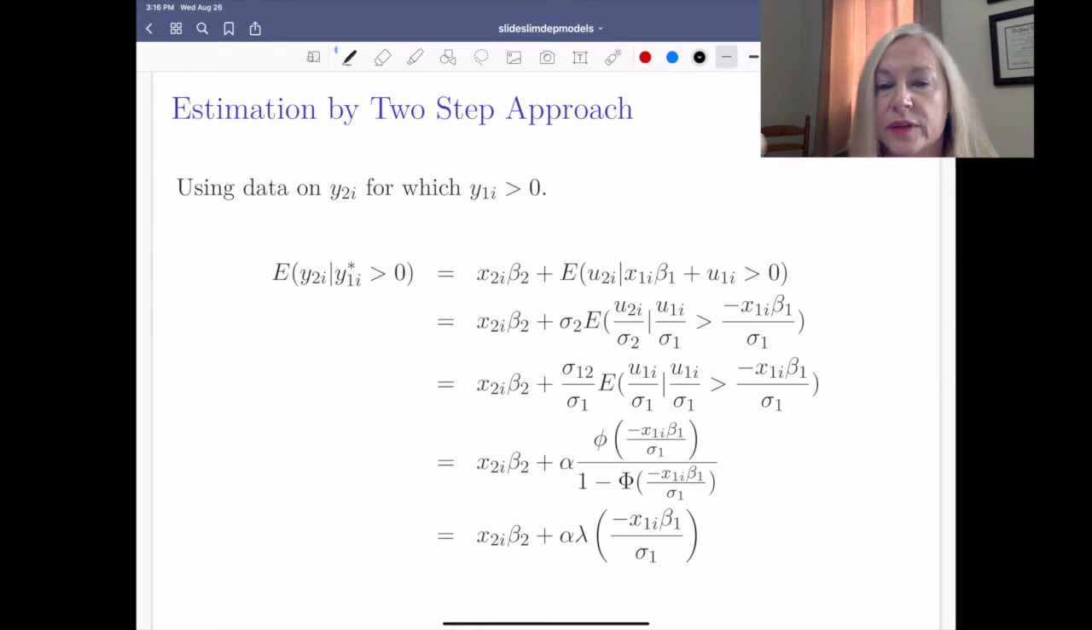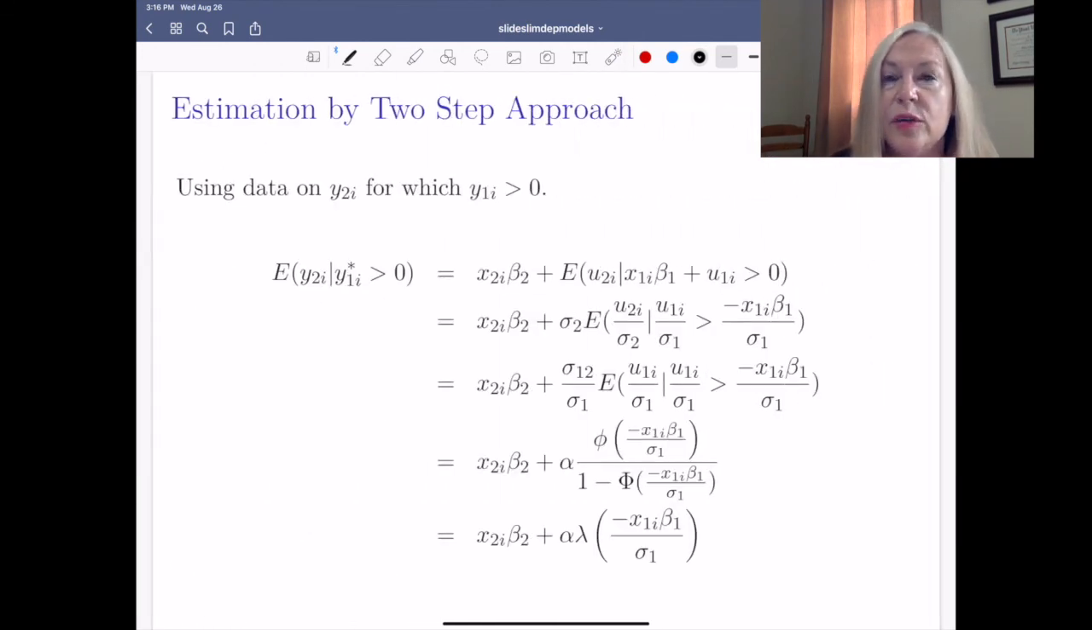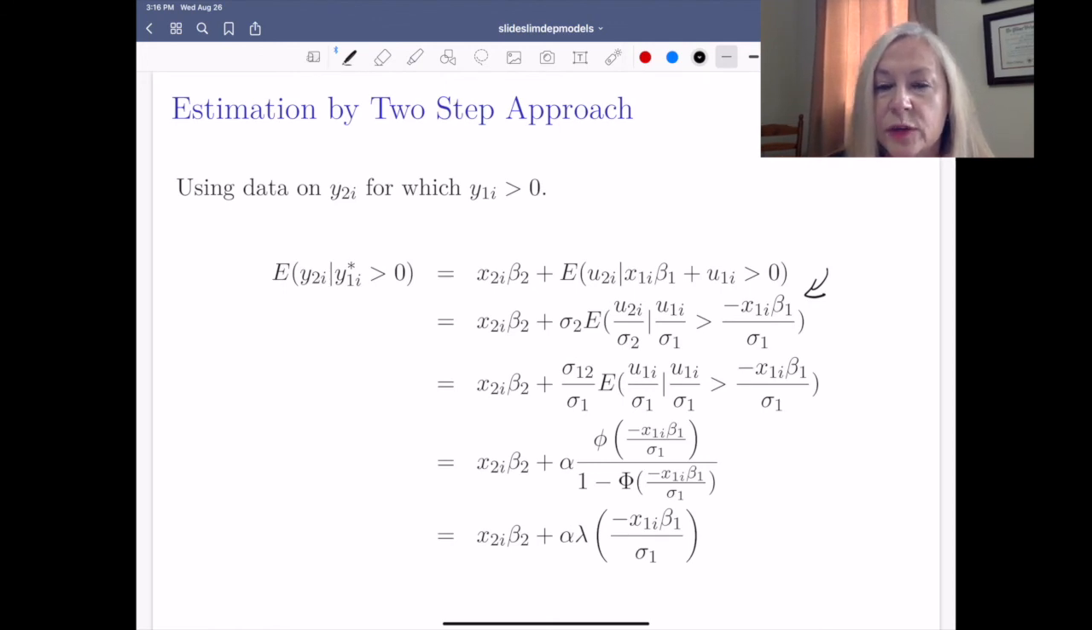Now by a two-step approach. So this is the MLE approach. Let's look at how you do this by a two-step approach. So you need E of y2 given y1 star is greater than 0. Here, this is the mean of one normal random variable conditional on the value of another normal random variable. That's going to be sigma 1, 2. They're both mean 0, so this is just sigma 1, 2 over sigma 1, because this cancels with this. And then E of this one conditional that that's greater than this. There you can apply these Mills ratio formulas to get that as truncation from below. And then the alpha, when you estimate this regression, alpha will be equal to that.